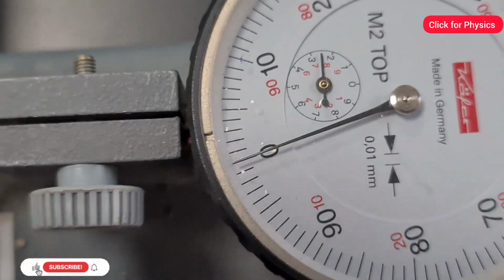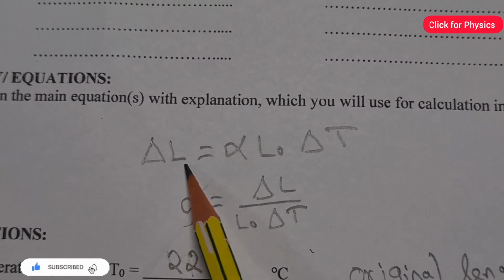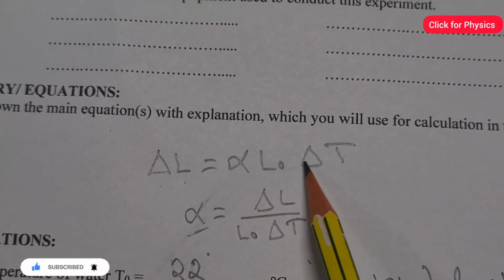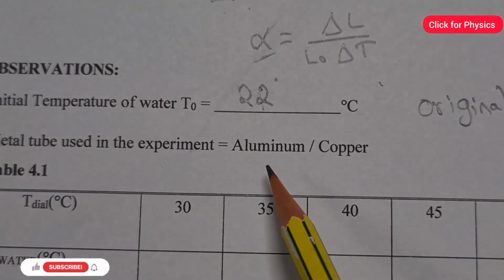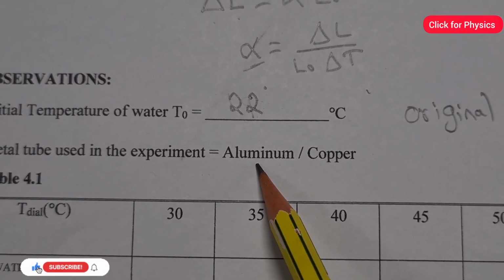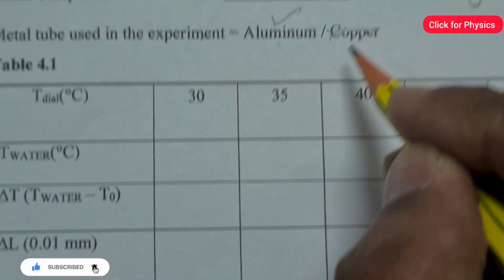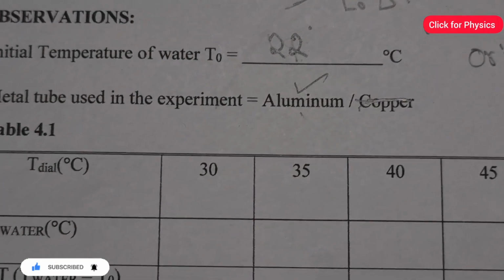Clear? And then for calculation we are going to use the linear expansion formula, delta L equals alpha L naught delta T, and we have two materials. The material we are going to use for today's experiment is aluminum. So we have to tick this one because we have two different materials, but for today's experiment I'm going to use the aluminum material, so I just strike out the copper.